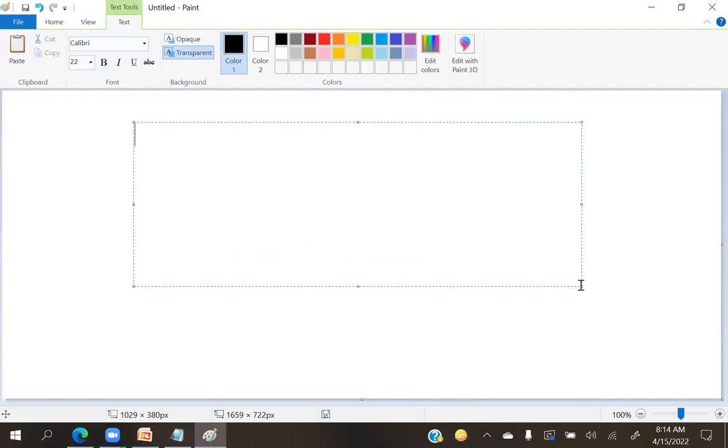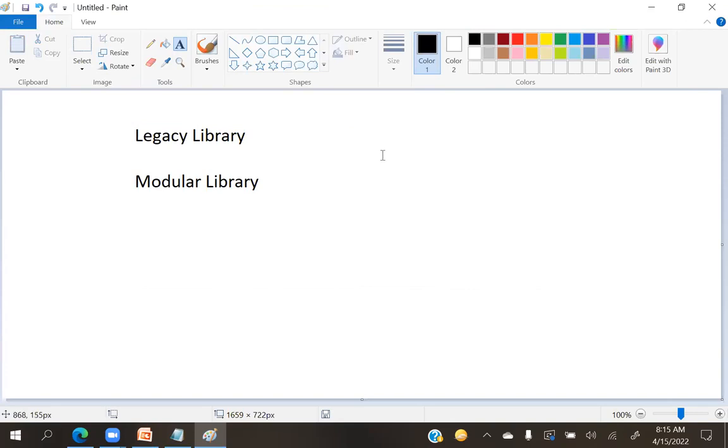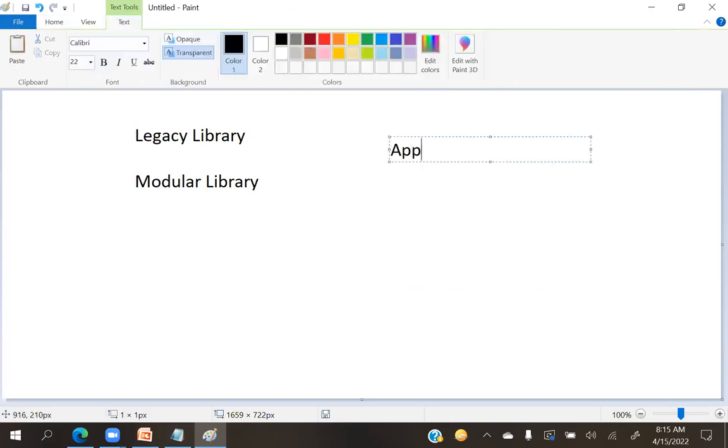What are the key features of Angular when compared to AngularJS? We have actually two libraries. We have legacy library and we have modern library. Actually, the difference is modular. I will simply say modular library. So generally, one simple point is, suppose we are developing an application.